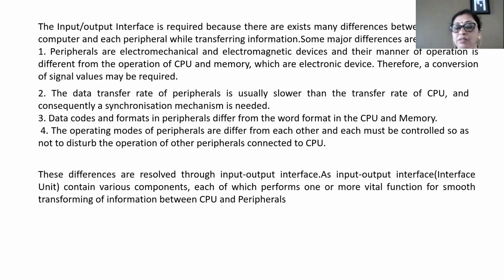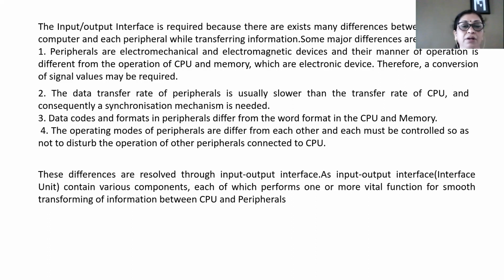The third reason is that the format in which data is stored in the CPU is different from the format in which it is stored in the peripheral. The data formats related to the CPU and the data formats related to input-output devices are different. So in order to make them compatible, there is a need of intermediate circuitry. This is the third reason why we are using interfaces.